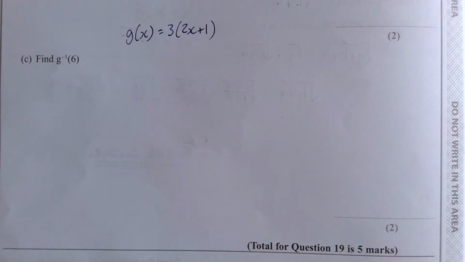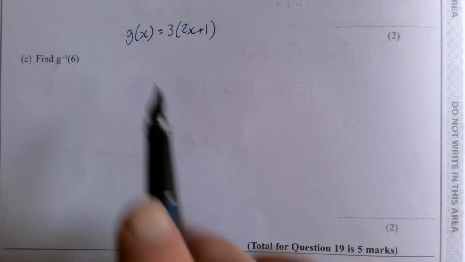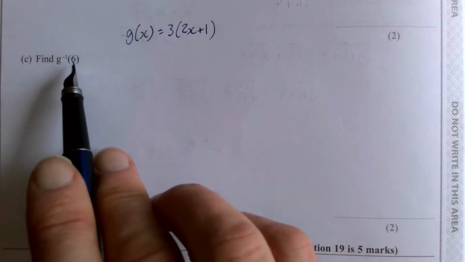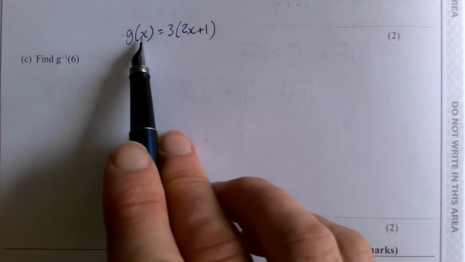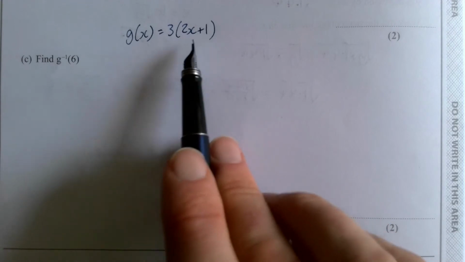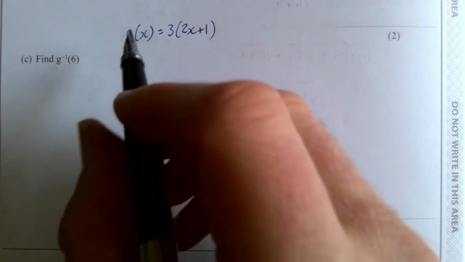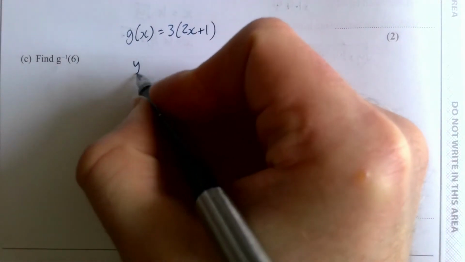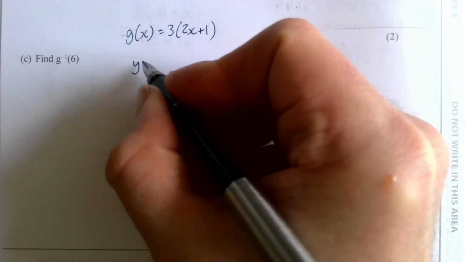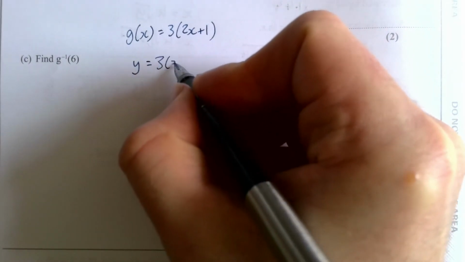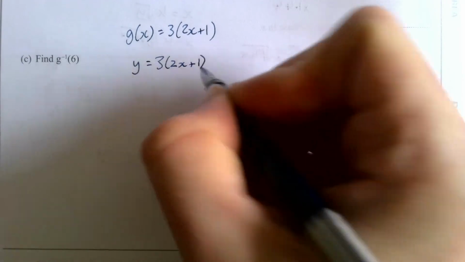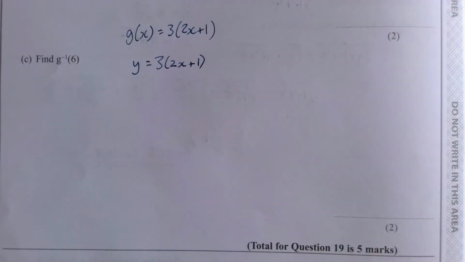Right, now we've got one more coming on here. g to the minus 1. That means the inverse function. We want to know what the value of it is when x is 6. We know that g function is 3 brackets 2x plus 1. First thing to do is to find out what that would be. And what we do is, if you replace function g with y, we're going to rearrange to make x the subject of the formula, because we're going to reverse the process. It means reversing the process.